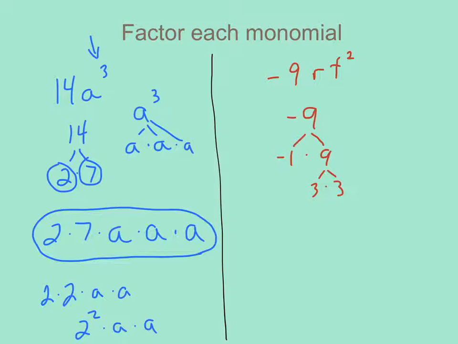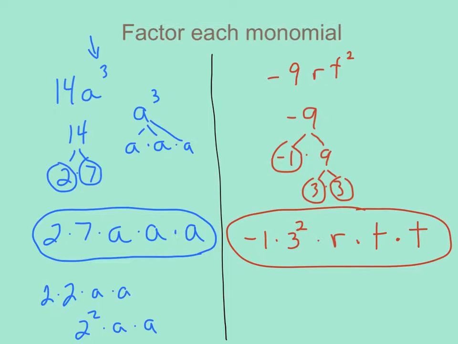Now when I take a look at this, there are my prime numbers that I'm dealing with. So I get negative 1 times 3 squared. And now I see there's one r, so I'm going to times by r, and then I see there are going to be 2 t's. So I would have times t times t. So this would be how I would factor that. To get rid of that negative, you can see that in this factorization we have a negative 1 there. And you'll do it that way for any negative number that you're trying to factor.